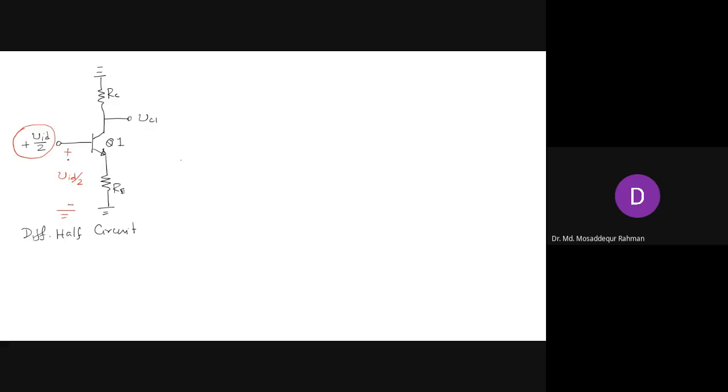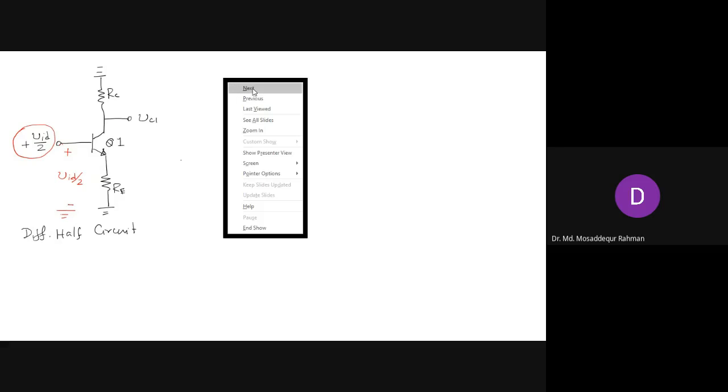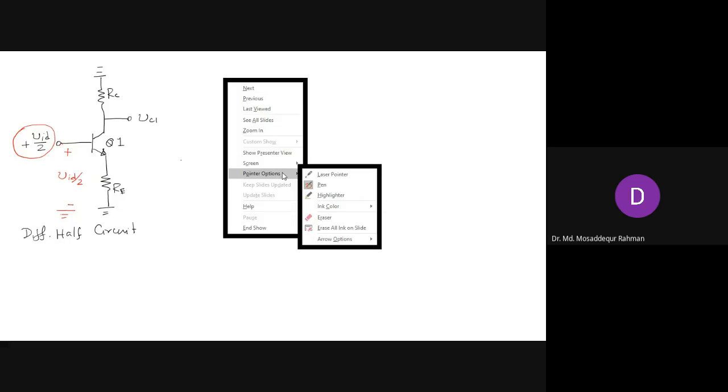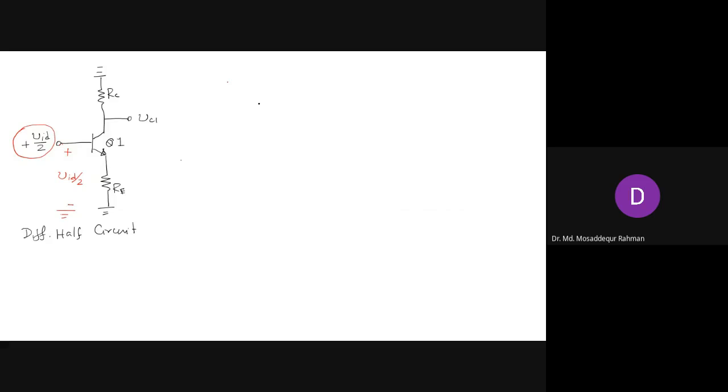So when you draw the differential half circuit, you have to put the correct voltage here, that is half of VID, or show it like this. So there's the half VID, and that appears between the base terminal and the ground, including any resistance that you may have in the emitter. So that is how the circuit will look. And then to analyze the circuit, we can also show it like before.